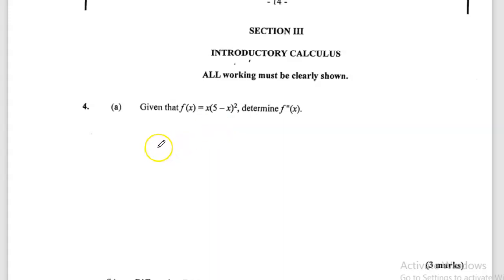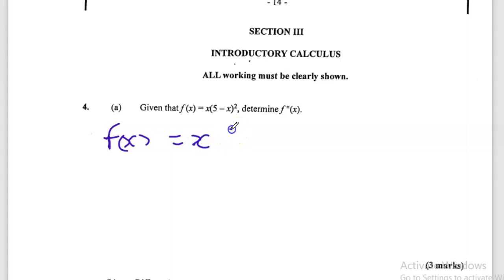So we'll now get to question 4. Given that f of x is equal to x into 5 minus x squared, determine the second derivative of x. So we're going to differentiate twice. Before we differentiate, we can expand. Let me expand the bracket.